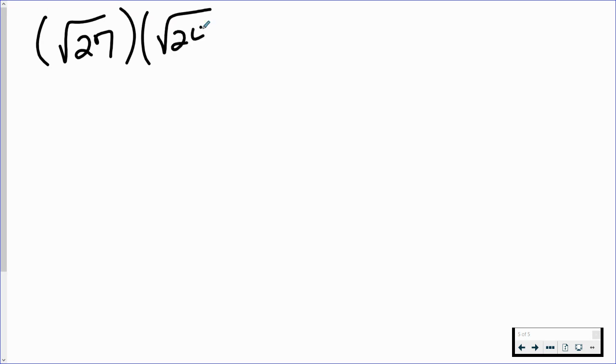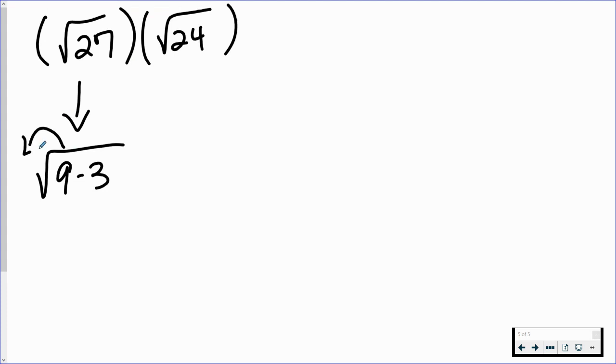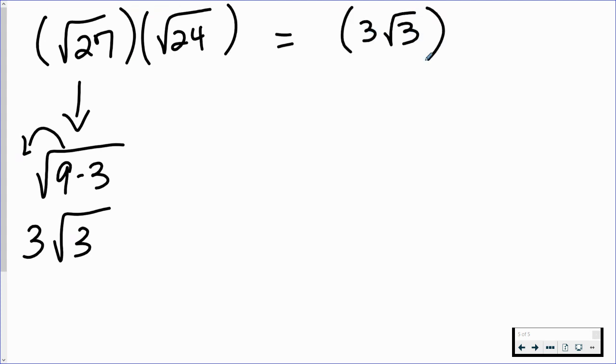Let's try another one. Let's say we have square root of 27 times square root of 24. Okay, again, I'm going to break them down to begin with before I start this problem. Square root of 27, we already did this one. Remember, that's 9 times 3. We can take out square root of 9, which is 3, and that leaves 3 inside. So we can say this first one is 3 square roots of 3.